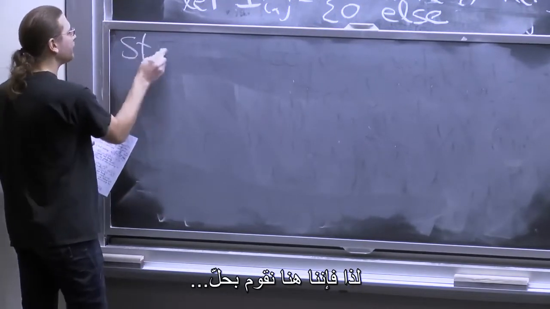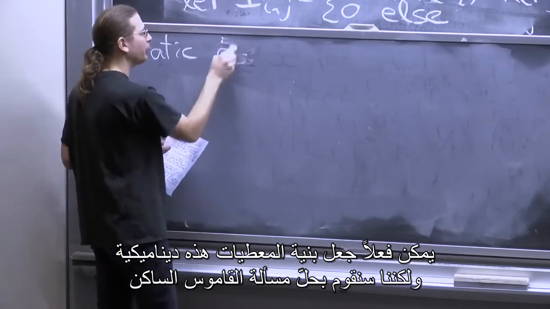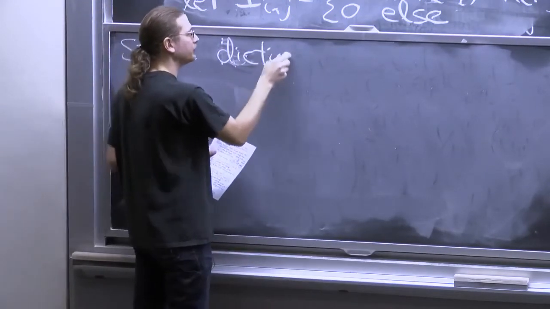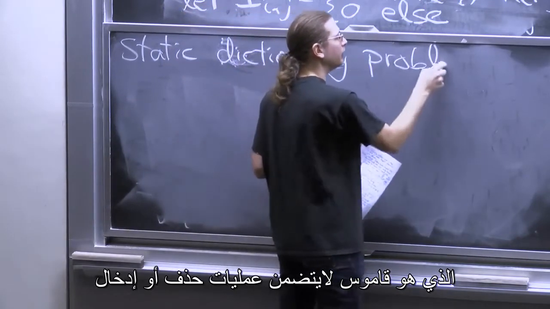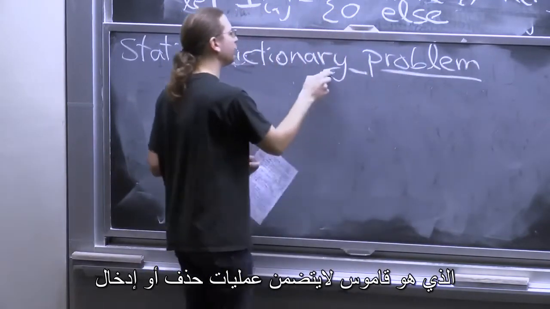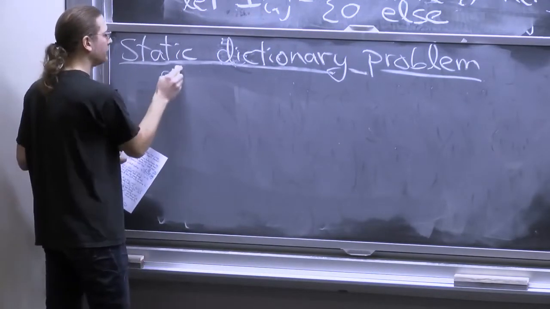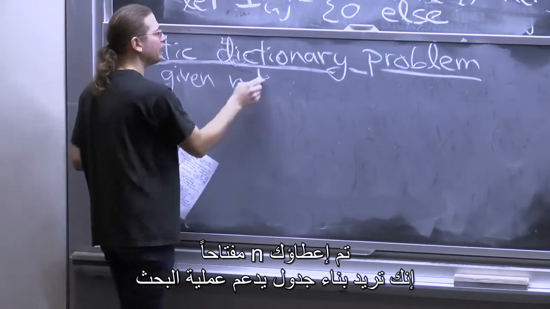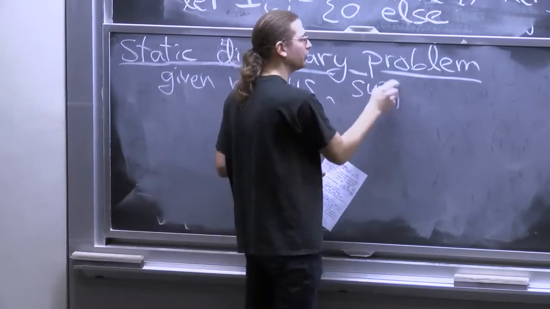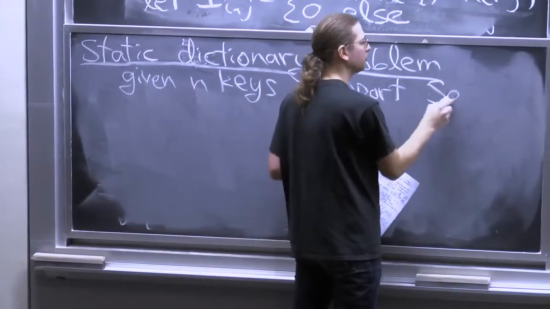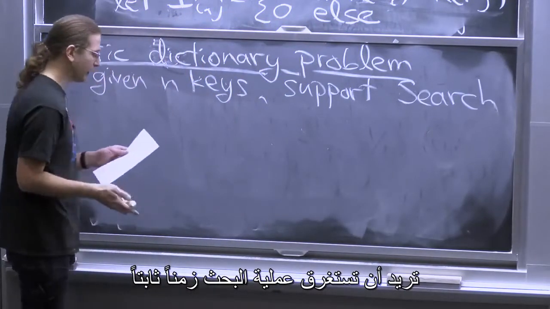Here you can actually make this data structure dynamic, but we're going to solve the static dictionary problem, which is when you have no inserts and deletes. You're given the keys up front. You're given n keys. You want to build a table that supports search. And that's it. You want search to be constant time.